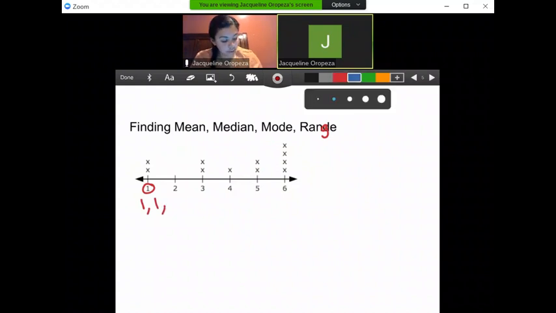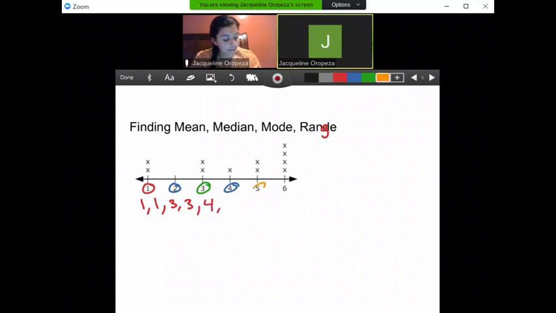I look at number 2. I have no x's, so I write 0. I write no number 2s. I go to my 3. I have 2 x's, so I have to write 2 number 3s. I go to my 4. I have 1 x, so I write 1 four.